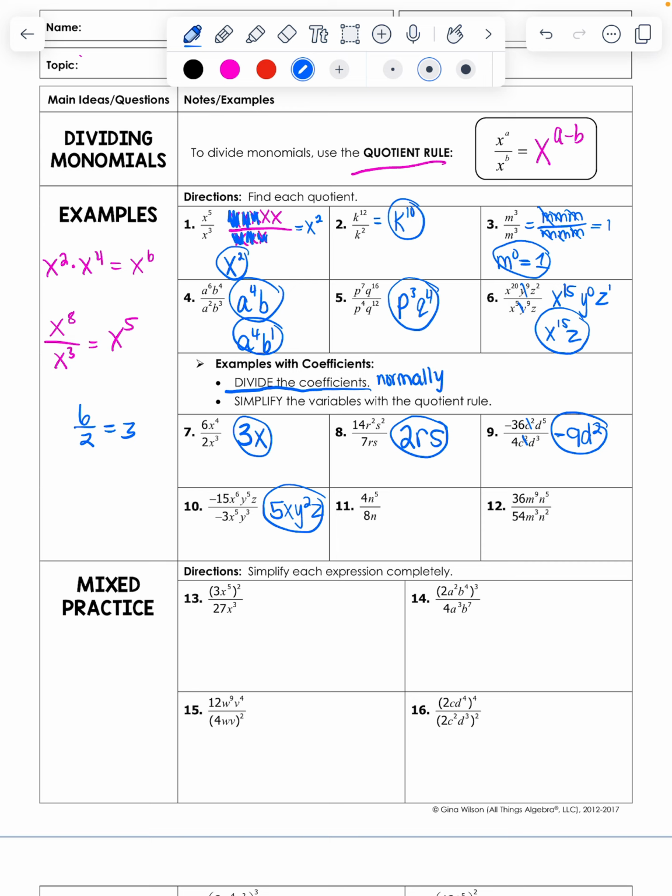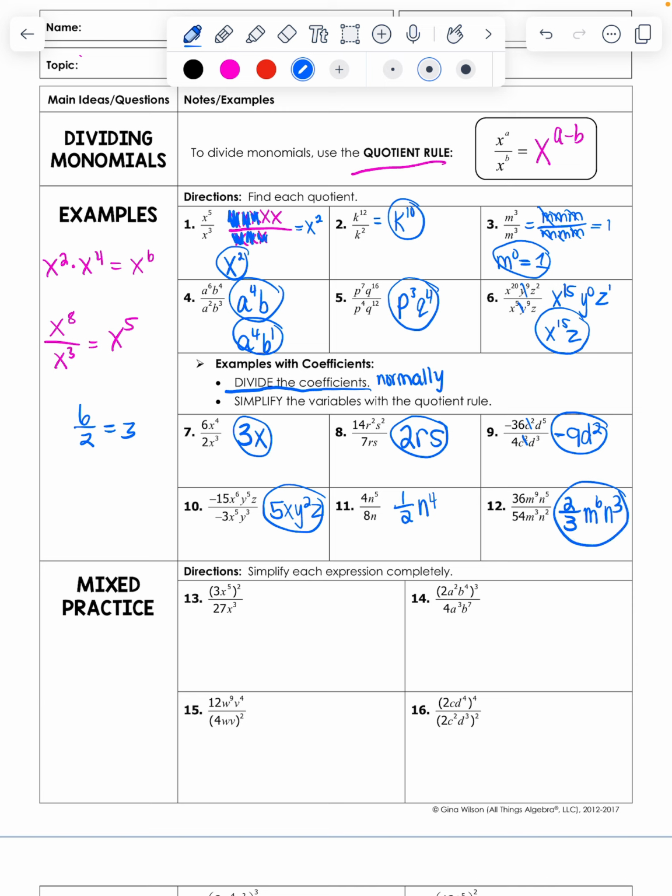Now number 11 is interesting because when we divide 4 by 8, we get a fraction or a decimal. So 4/8 simplifies to be 1/2. And then it would be n to the fourth power. And then for the next one, even I'm grabbing my calculator. 36 divided by 54, math enter, that simplifies to be 2/3. And then this would be m to the 6th, n to the third.